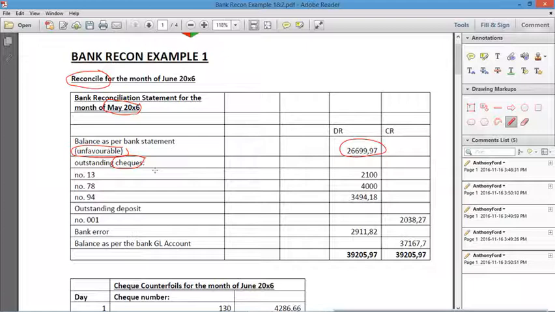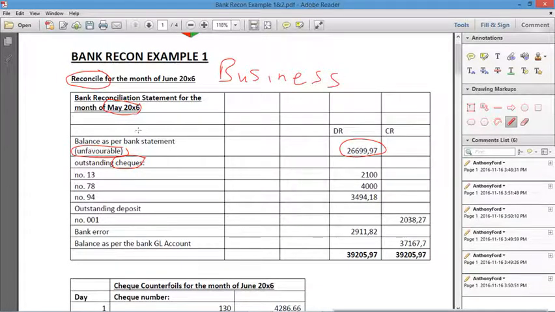An outstanding check means what? Remember, whose records? The bank's or the business's? The business, because this is the bank recon. The business does the recon. The bank doesn't care about your recon. The bank only cares about their bank statements. Why? The bank statement is the bank's records. So this is whose records? The business.